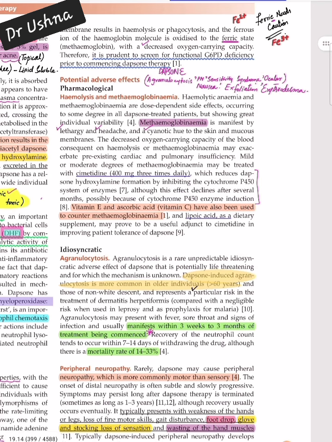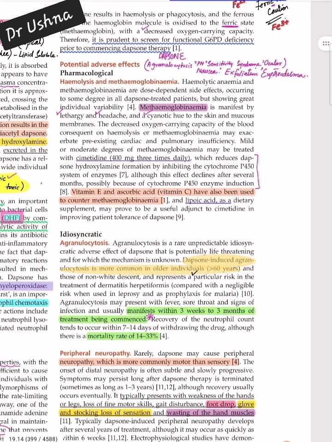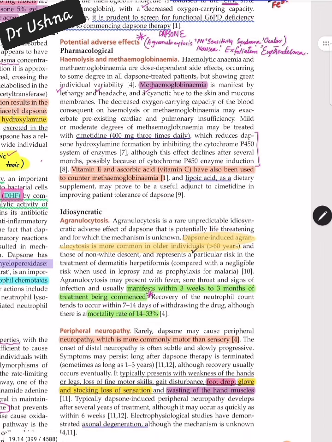Now, nothing to worry about the side effects of dapsone, because we have an easy mnemonic, DAPSONE. Just remember, all the side effects of dapsone are in its name. D for dapsone hypersensitivity syndrome, A for agranulocytosis, P for peripheral neuropathy, S for again sensitivity syndrome, O for ocular, N for nausea, and E for erythroderma and exfoliation. So these are all the side effects of dapsone. We are going to discuss them one by one.